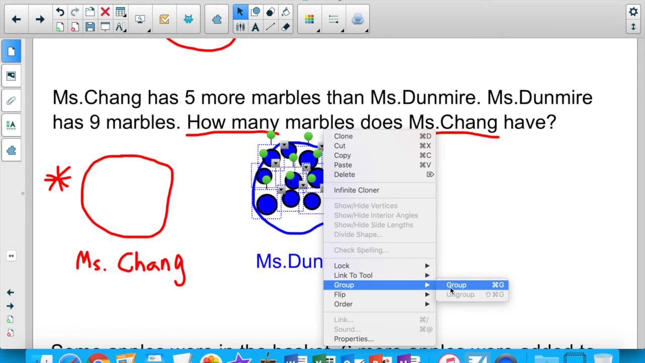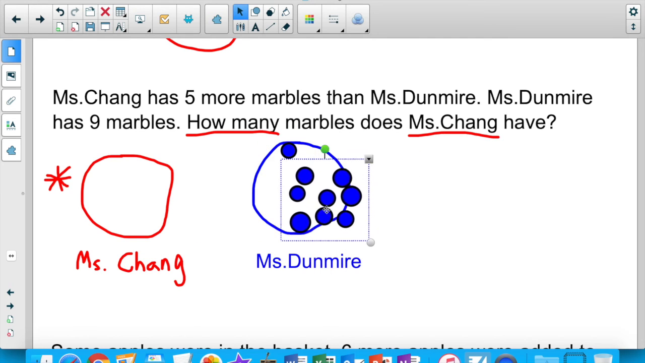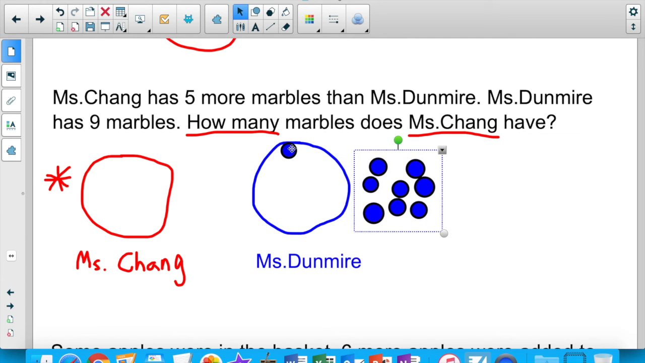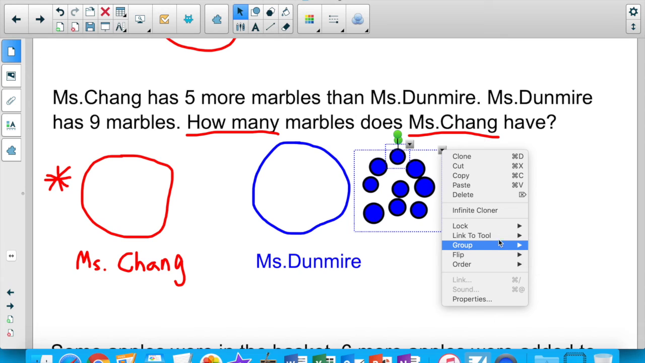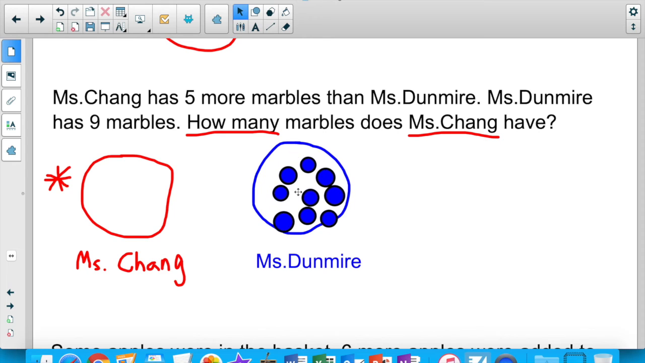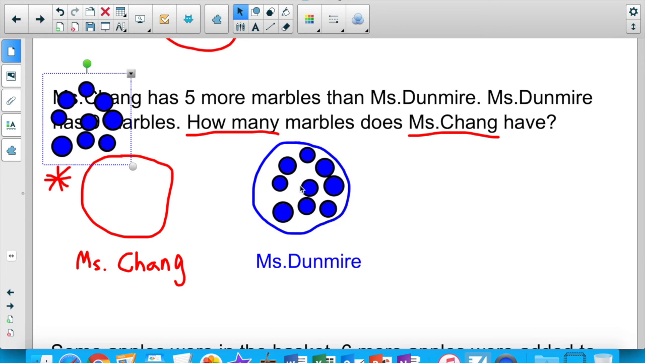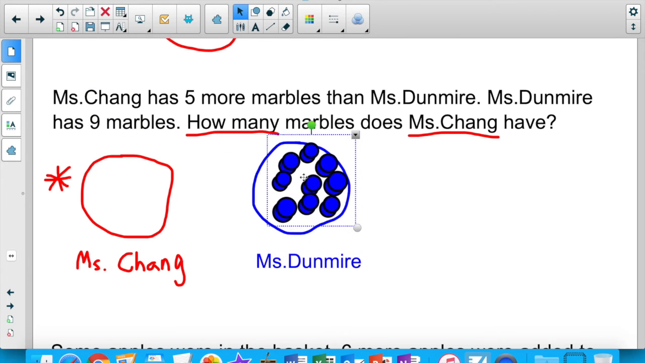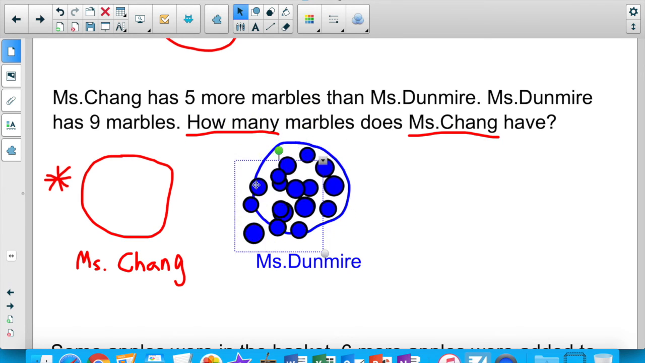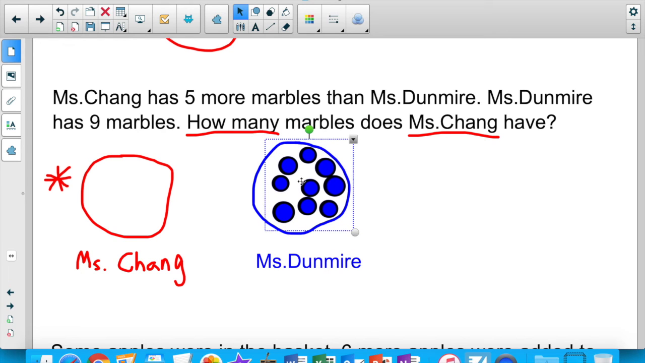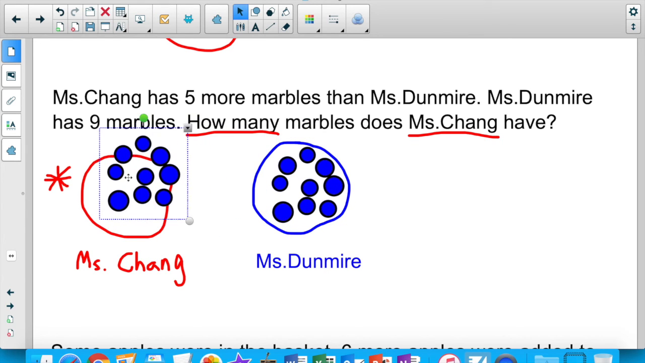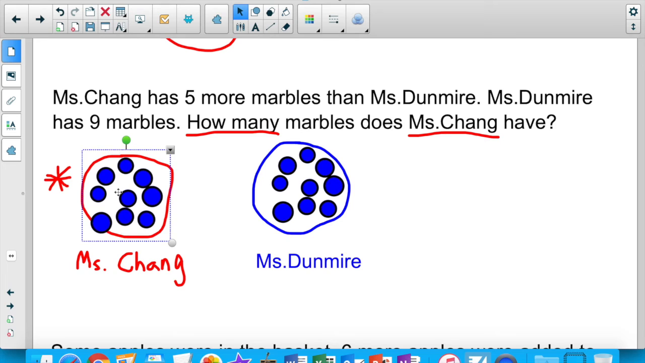So I'm going to put them all together as one group so I can move them. Oh, I guess I missed one here. I'm going to move this guy over here and then group them all together so I can move all the 9 marbles together as a whole group. Okay, so there we go. I just copied and pasted, exact same thing. Okay, so Miss Dunmeyer has 9 marbles, 9 of these blue marbles. And I'm going to move these into Miss Chang's bag because she has 5 more than this many.